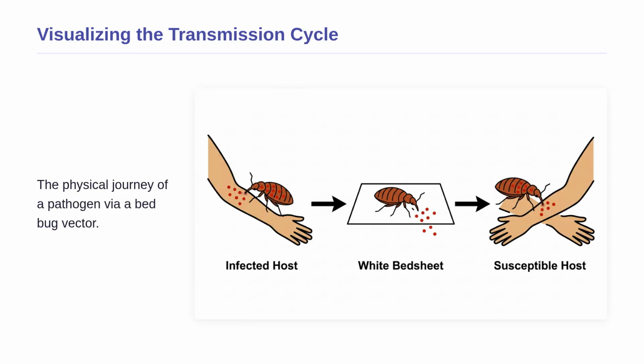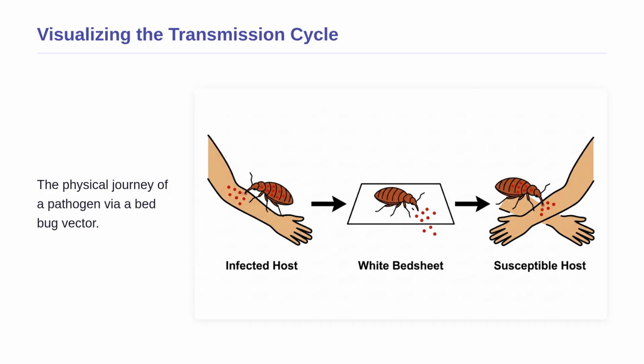Having calculated the math behind the pathogen's survival, let us visualize this entire journey. On the screen, you see a clear schematic of the mechanical transmission cycle. On the far left, we have the infected host. The bedbug feeds here, picking up the pathogen, represented by the red dots, onto its mouthparts.